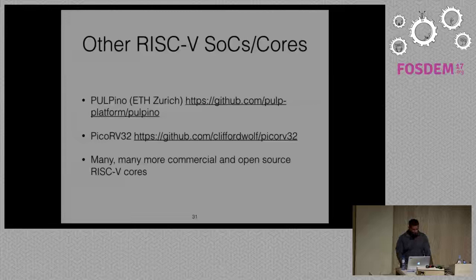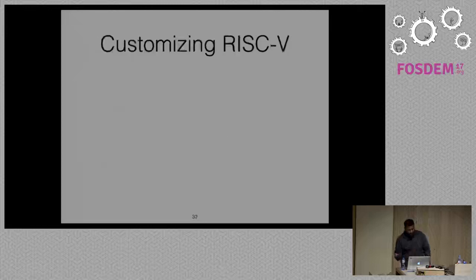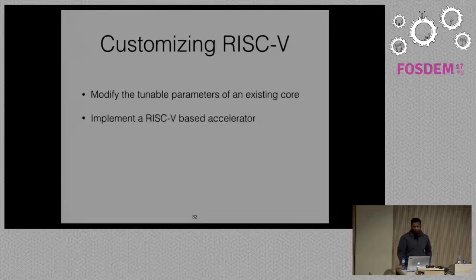If you want to customize RISC-V, the nice thing about RISC-V is that it's designed for customization. The easiest way to do it is to modify the tunable parameters of an existing core. Basically, you grab the Rocket and play with some of the parameters, disable the floating point unit, mess with the cache hierarchy, etc. You can implement your own RISC-V accelerator. You can implement your own RISC-V instruction set extension. Chapter 9 of the user specification has some information on this. And if you think it might be useful to other people, you can submit it for standardization.